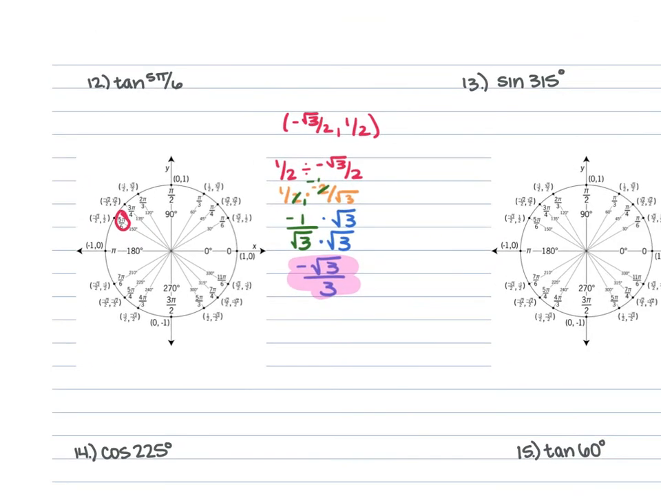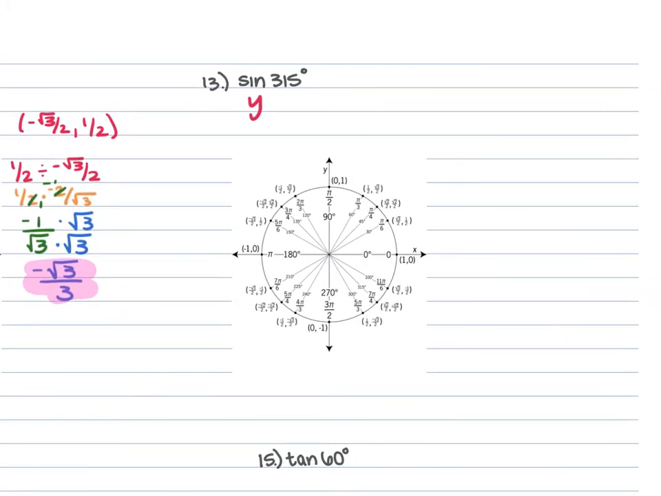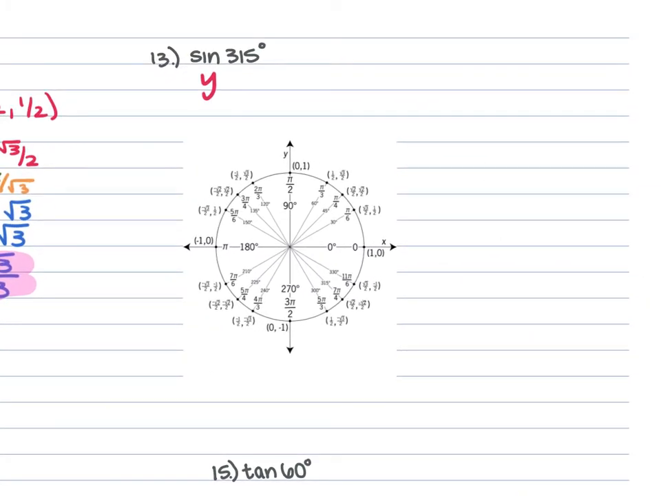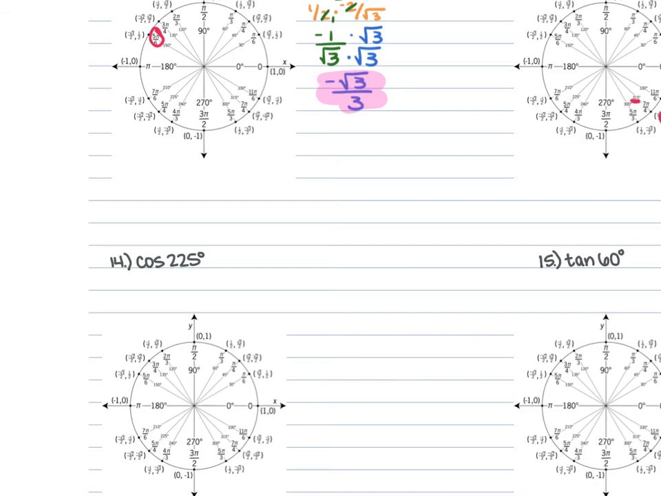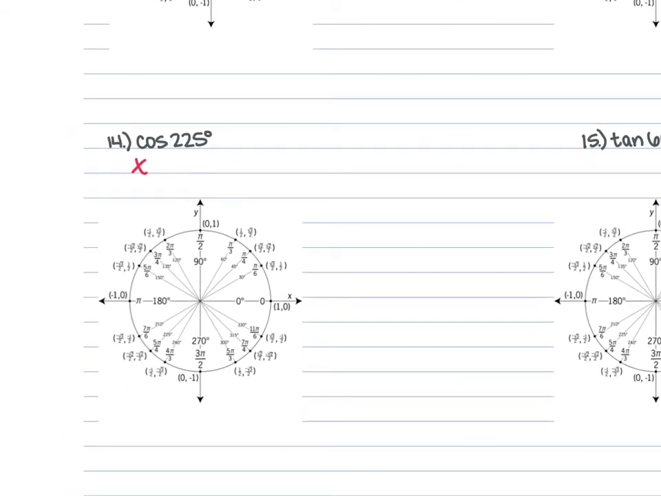For 13, we have sine, so that's the y of 315 degrees. So 315 degrees is here, and the y value is negative square root 2 over 2. For 14, we have cosine 225 degrees. So cosine is our x value. 225 degrees is here, so the x value is negative square root 2 over 2.